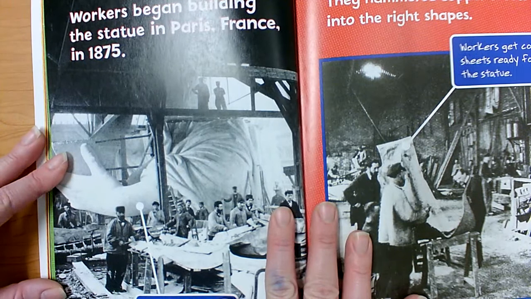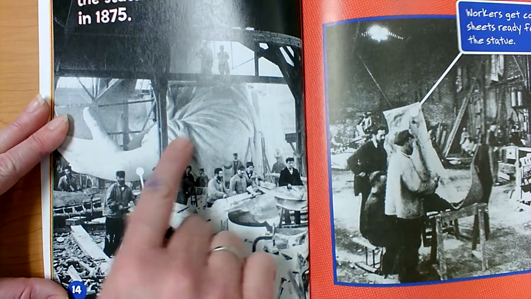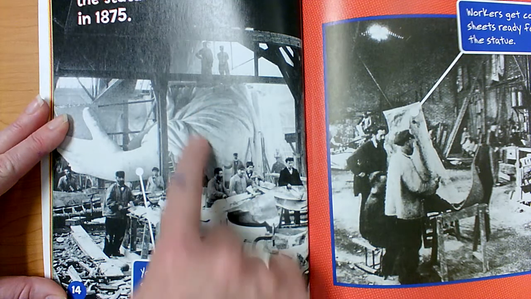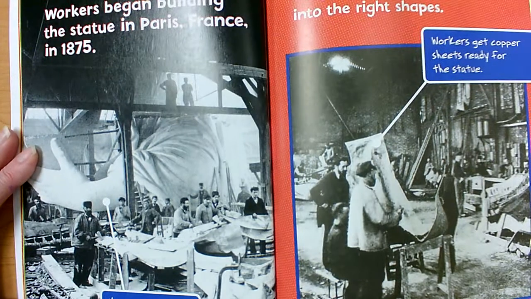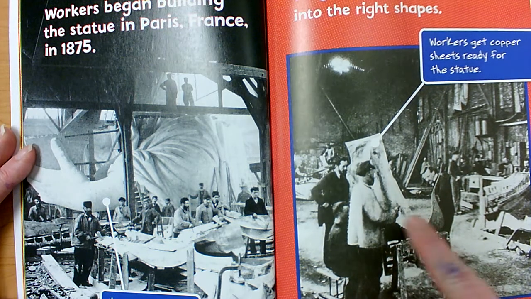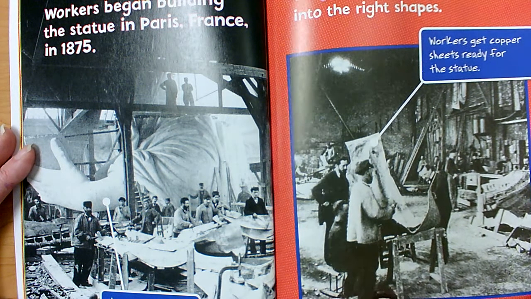Workers began building the statue in Paris, France in 1875. You can see the statue's hand and the robe in this picture. They hammered copper sheets into the right shapes. So this is a sheet of copper, and workers get the copper sheets ready for the statue.